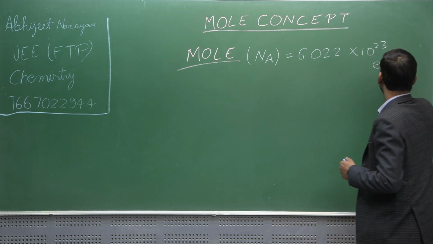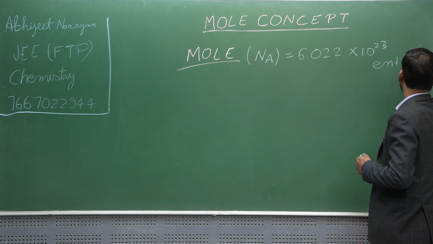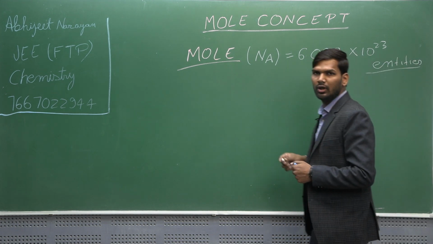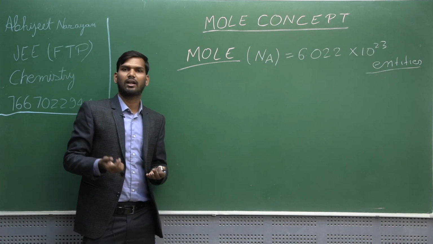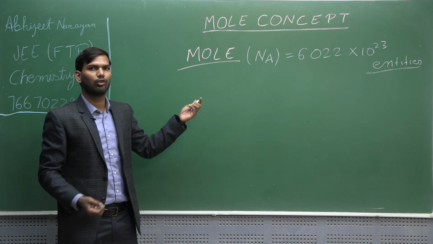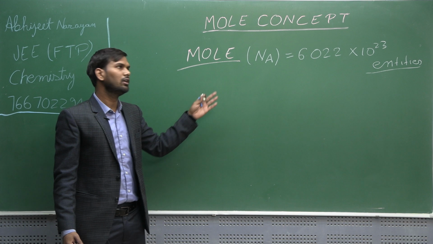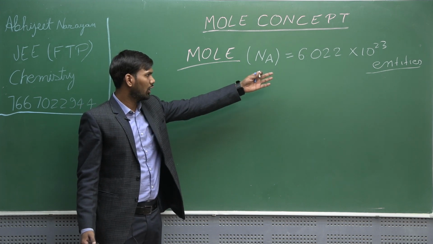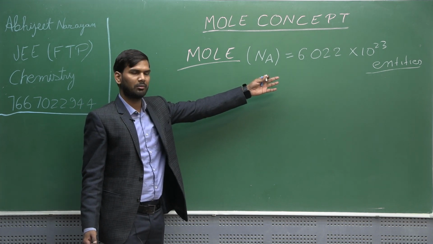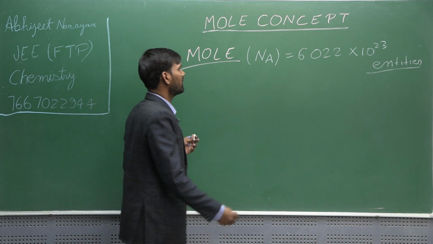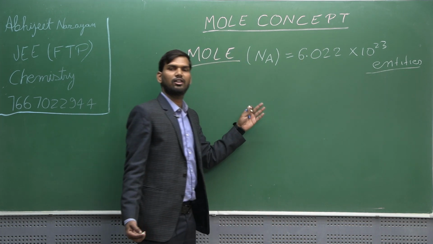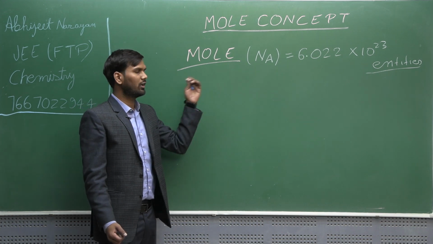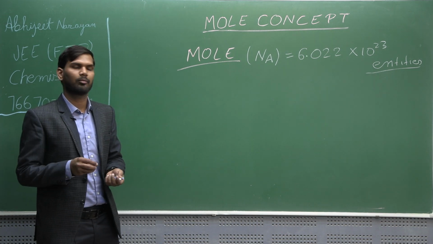Why do we say entities? As I told you, we deal with ions, like cations and anions. We deal with molecules, we deal with atoms. So we call those entities, and this number, 6.022 into 10 to power 23, is known as mole. 1 mole contains this number of entities.